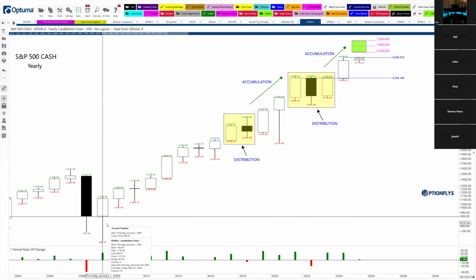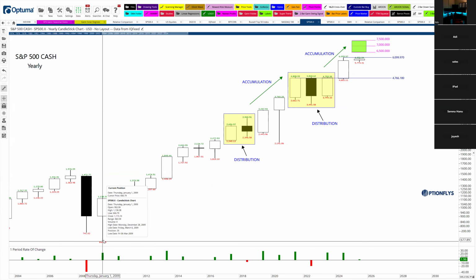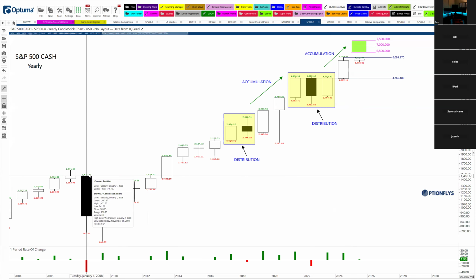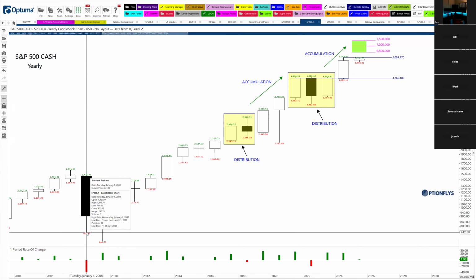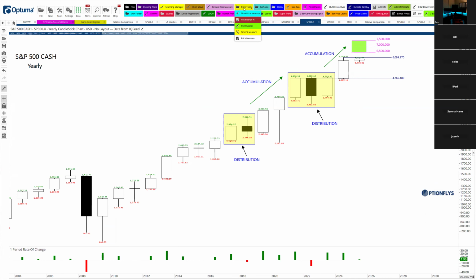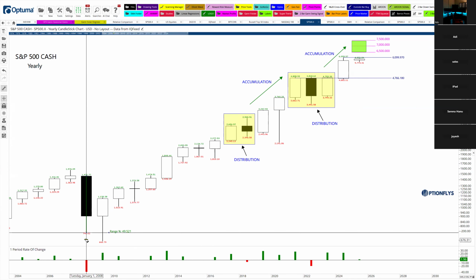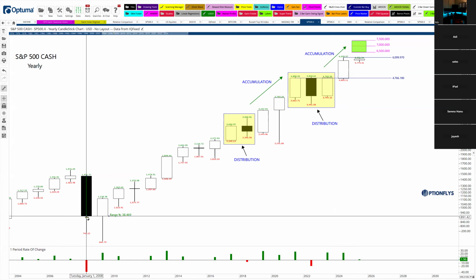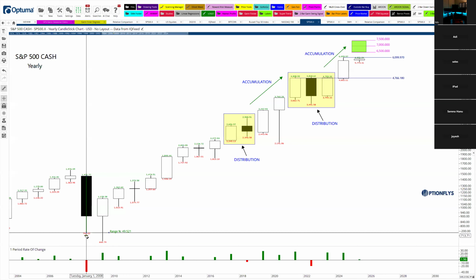You don't see a distribution here. This is a crash. Look at the size of this, from the 1471 high down to 741. You're looking at a 49.52% decline on a single year. We closed them at 38.46. Look at the range.